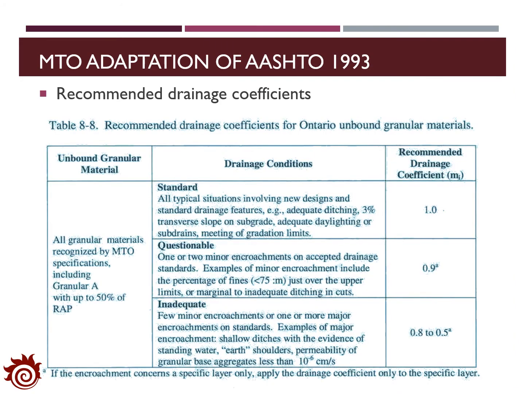The drainage coefficient is also defined by the MTO adaptation. Usually in Ontario, the unbound granular materials will have 3 drainage conditions: standard, questionable, and inadequate. For the standard drainage condition, the drainage coefficient is set as 1.0. For the questionable condition, the coefficient is set as 0.9. And for the inadequate condition, the coefficient varies from 0.5 to 0.8.